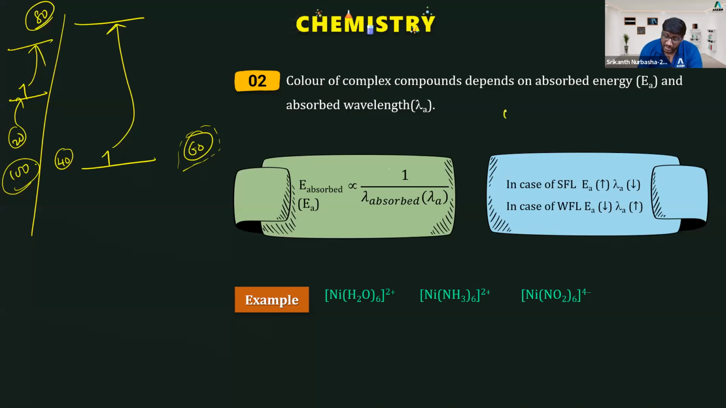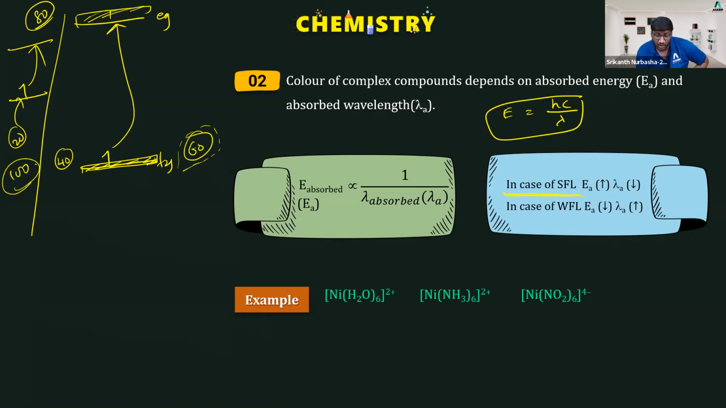Energy absorbed E is equal to hc by lambda. So energy absorbed should be inversely proportional to lambda absorbed. In the case of a strong field ligand, absorbed energy highest means absorbed wavelength lowest. Obviously, this is true. In the case of a strong field ligand, the difference between the t2g and eg levels is highest. This is t2g, let us say, this is eg. So the electron has to gain more energy. So more energy means energy absorption should be high.